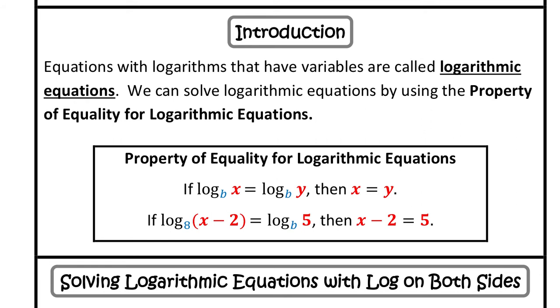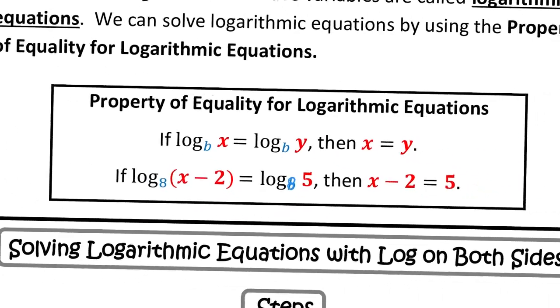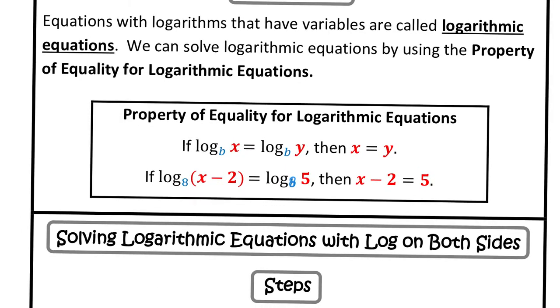An example of this is shown here, and actually this b should be an 8. They both should have an 8. Okay, so let's look at this again. We have log base 8 of x minus 2 equals log base 8 of 5. If I have two logs equal to each other and they have the same base, then I can say that x minus 2 equals 5, and then I can solve using Algebra 1 methods.